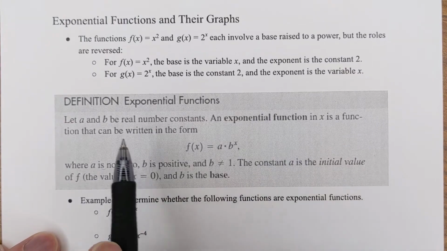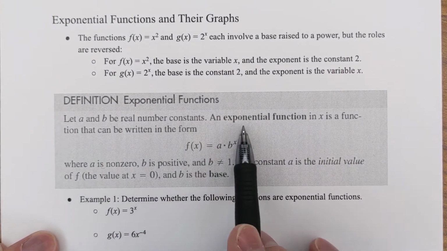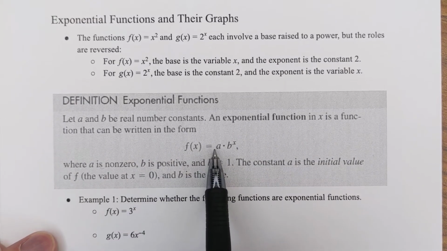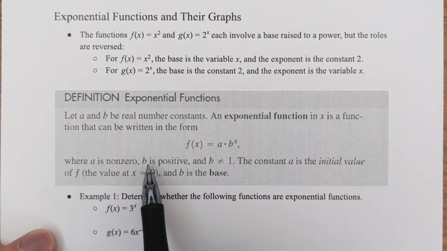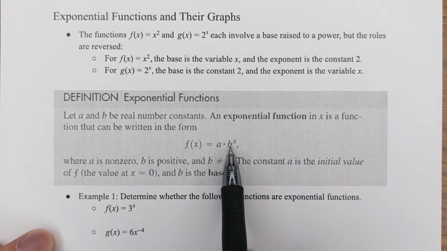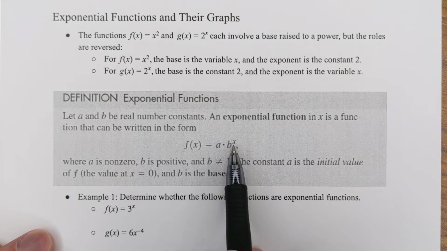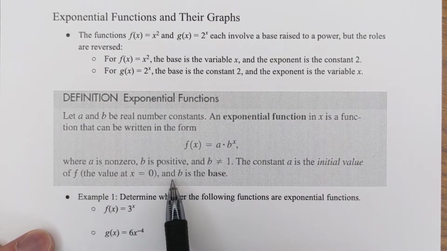Down here we have the definition for exponential functions. Let a and b be real number constants. An exponential function in x is a function that can be written in the form f of x equals a times b raised to the x power, where a is non-zero, b is positive, and b is not equal to 1. If b is 1, the equation just becomes a, because 1 to any power is 1, and a times 1 is a. The constant a is the initial value of the function, and b is the base.